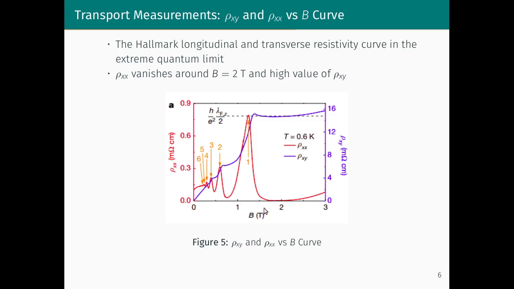One thing that should also be noticed is that rho xx vanishes only in this window around a magnetic field of 2 Teslas, and at the same time where rho xx vanishes, we have a high value of rho xy as well. So putting this along with the other characteristics, for example, the peaks coinciding and the presence of plateaus, this gives the complete picture of quantum Hall effect in 3 dimensions. But is it really in 3 dimensions? That we have to check.